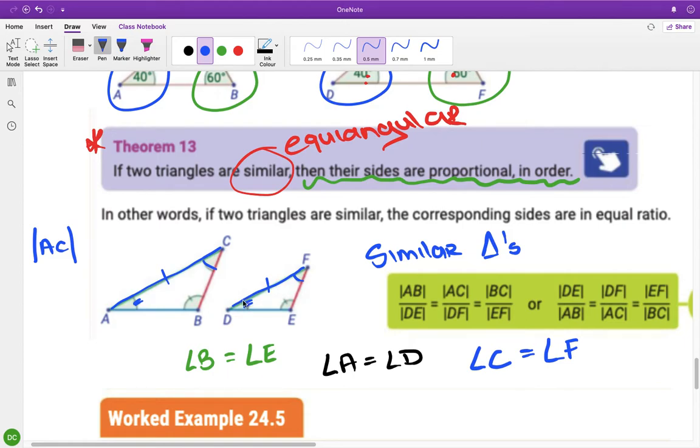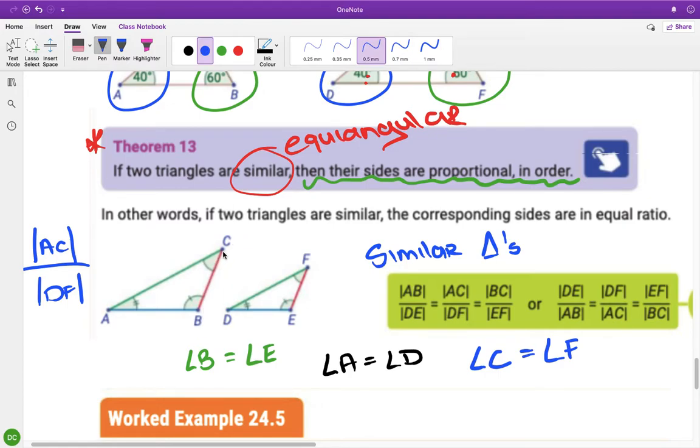Does that make sense? So if I put AC over DF, if I put the corresponding sides over each other, I've created a fraction. That will be the same answer as if I put any other corresponding sides over each other.